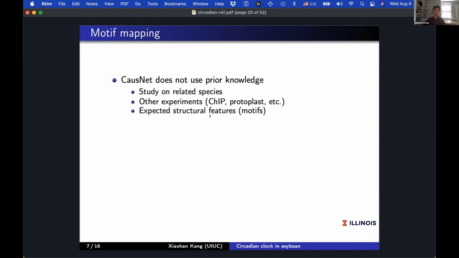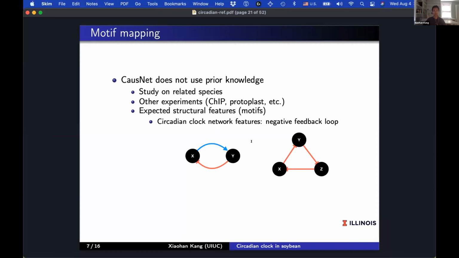For example, for the circadian clock, we expect to have a certain negative feedback loop in the main part of the network, which could be this two-gene loop with an activation and repression, or it could be this so-called repressilator with 3 genes repressing one another. So we expect to see these features in the network, but COSNET is doing this in a de novo way, so it doesn't take these into account.